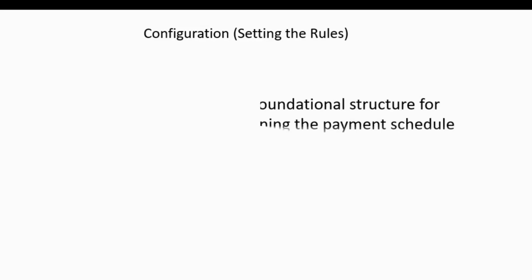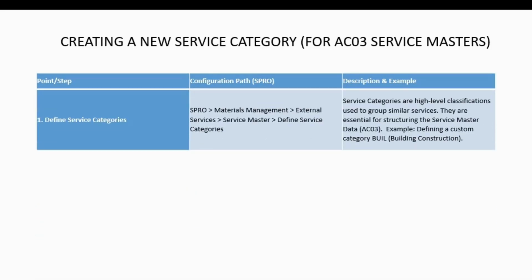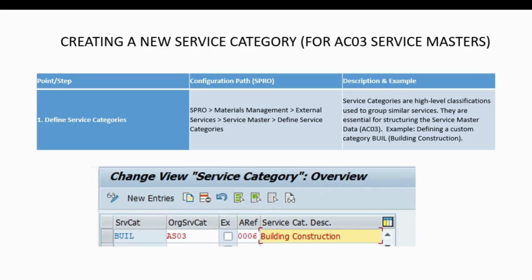So here in phase 1 we will go for the configuration. In configuration, first define the service categories. The service categories can be created in SPRO, Material Management, External Services, Service Master Data, Define Service Categories. Service categories are high level classifications used to group similar services. They are essential for structuring the service master data, like with transaction code AC03. For example, here we are going to define a custom category BUIL, building construction.